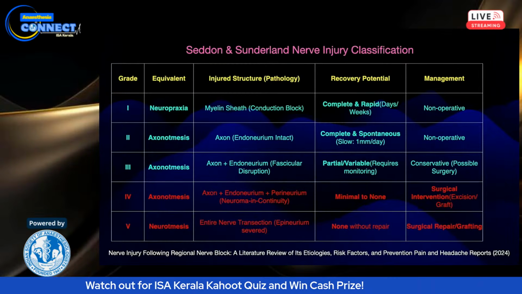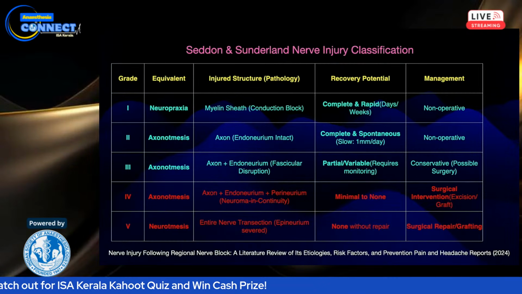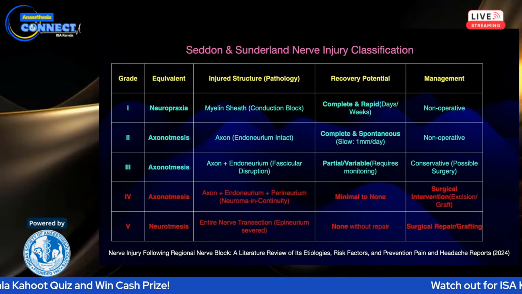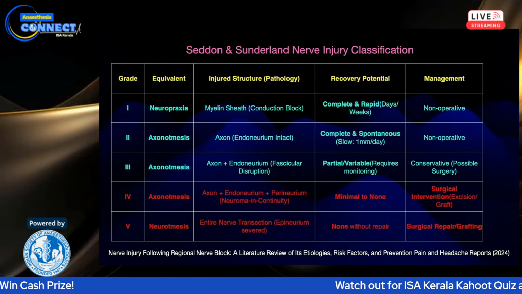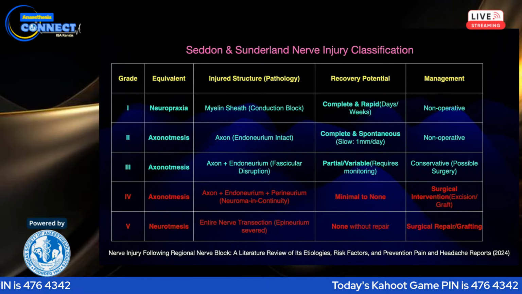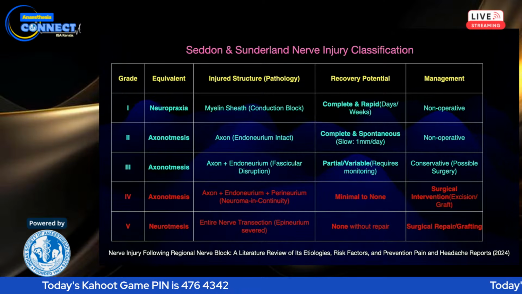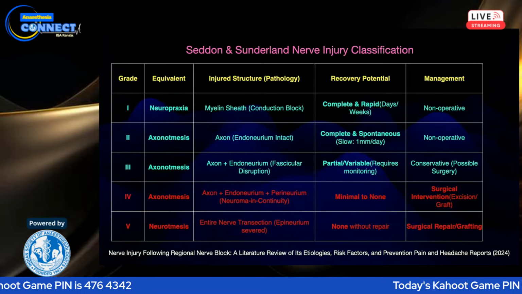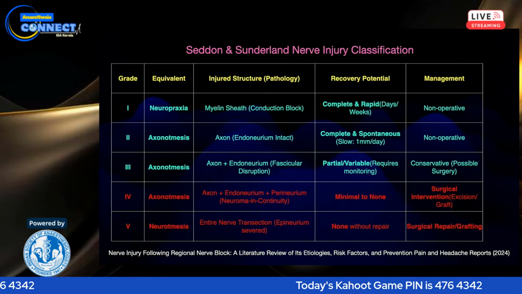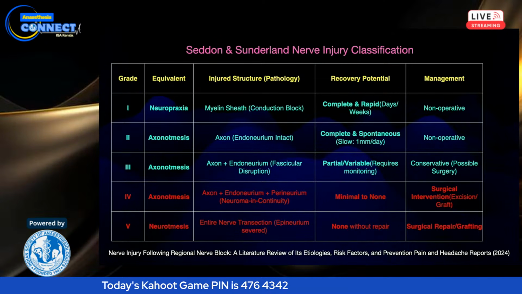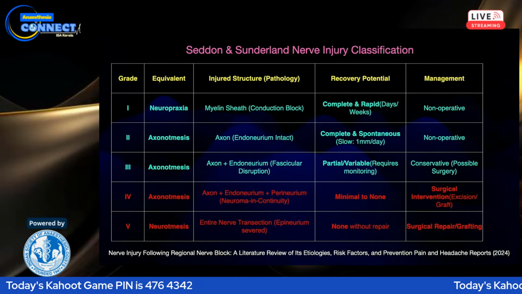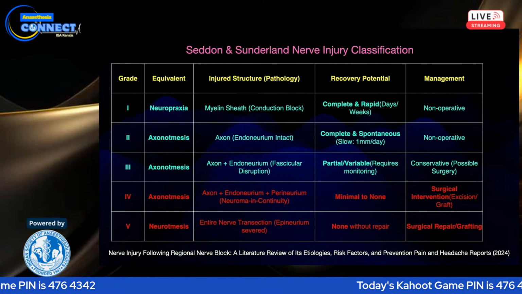And this is a nerve injury classification chart. The Sunderland nerve injury classification was established in 1951. Recently, we had a few updates on that, like the 6th one is a multiple level injury and all. But anyway, the first one is a neuropraxia. Here the myelin sheath is affected, the axon is intact, and recovery wise it's complete and rapid recovery within days or weeks. No surgical repair is needed.